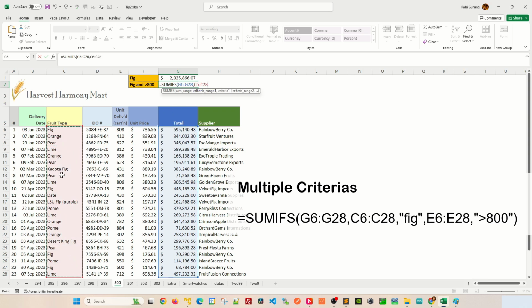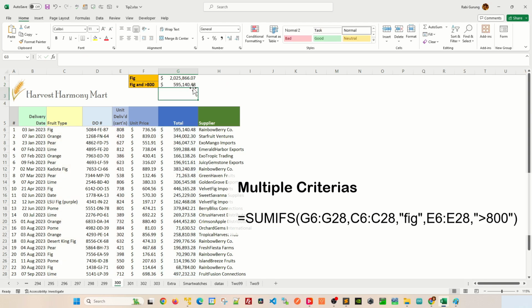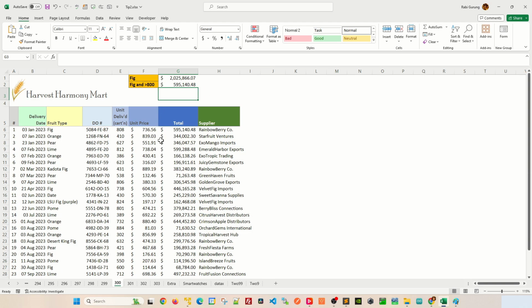Let's select this guy here. So we're gonna look for fig in here, right? And the third argument would be fig like this, double quote, comma. And then the next two arguments, the fourth and the fifth, would be your second criteria, which is going to be unit deliver. This is the data range, comma. And then I want to look for units delivered greater than 800. So it's going to be greater than 800. Make sure you put double quote in this, although they are numerical value, double quote is required. Close parenthesis and hit enter. As you can see, I get $595,000 here like this. Then if you were to go ahead and select, you'll know that it's 595.